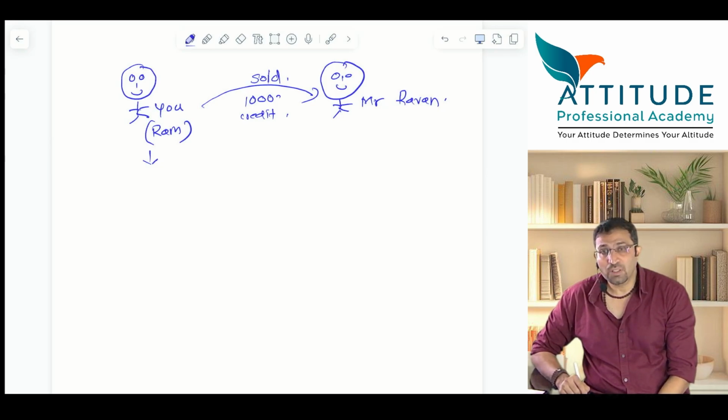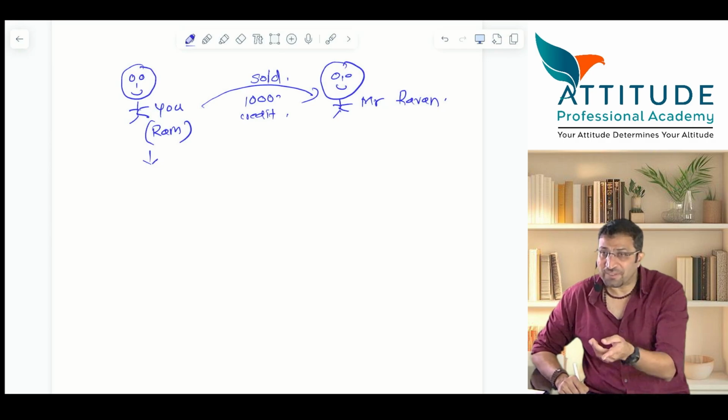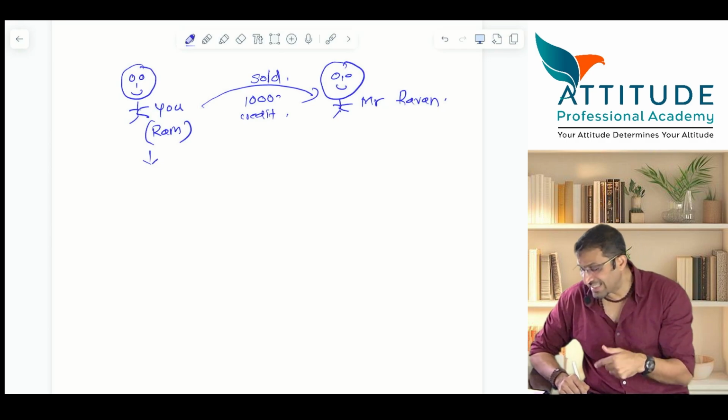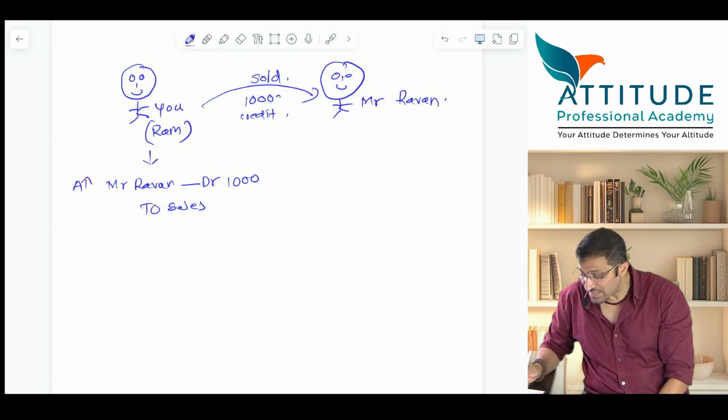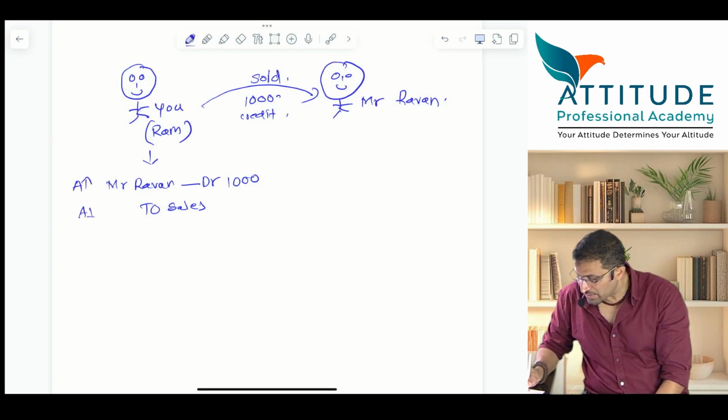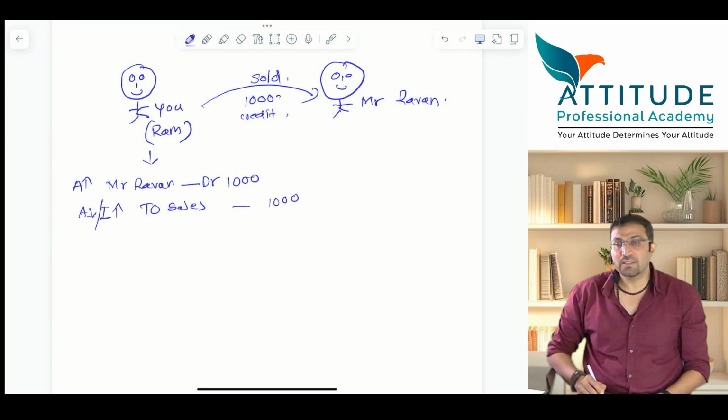What did you get? You got a promise. So is the benefit received or receivable? Anything receivable is always an asset. So Mr. Ravan account debit 1000. What did you give? Goods to sales. So here asset increases, debtors balance increases, and income increases. Correct? 1000. Any difficulty?